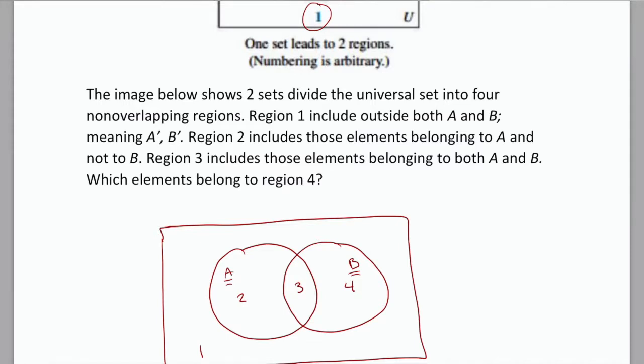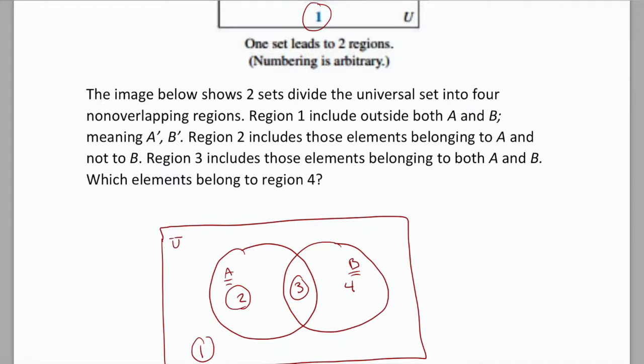divided into 4 non-overlapping regions. So we have the universal set as regions 1, 2, 3, 4. Region 1 is everything outside A and B, meaning A complement, B complement. Region 2 includes those elements belonging to A and not B. Region 3 is both A and B. And that makes region 4 B only.